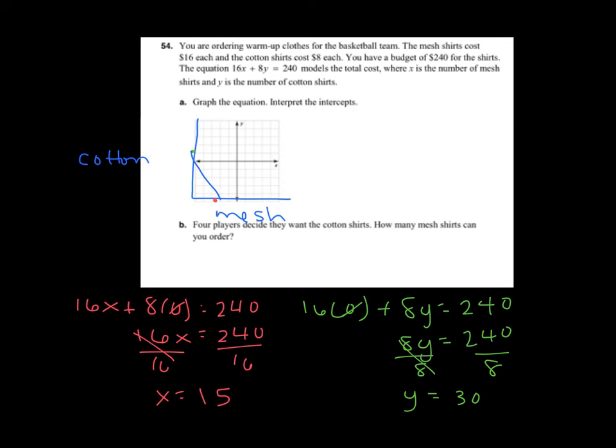Okay, so we've graphed. Now they want us to interpret. Interpret means to tell what the values mean in the context of the problem. So think about that x-intercept. The coordinates for that would be (15, 0). What does that mean in the context of this problem? What it means is that they could afford to buy 15 mesh shirts if they didn't purchase any cotton shirts.